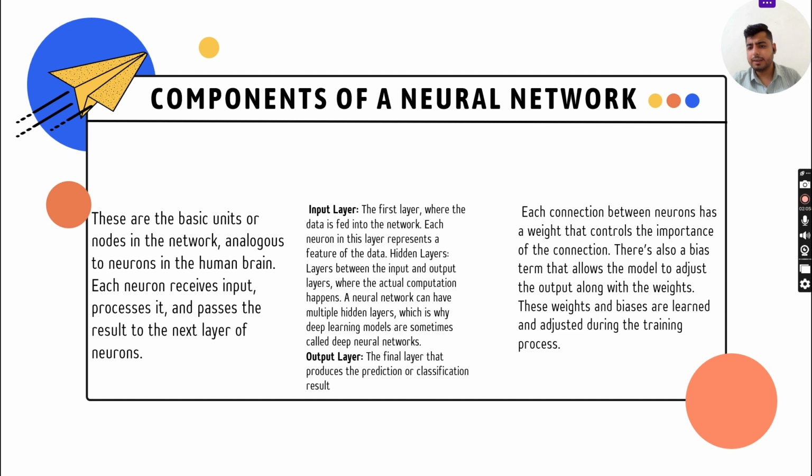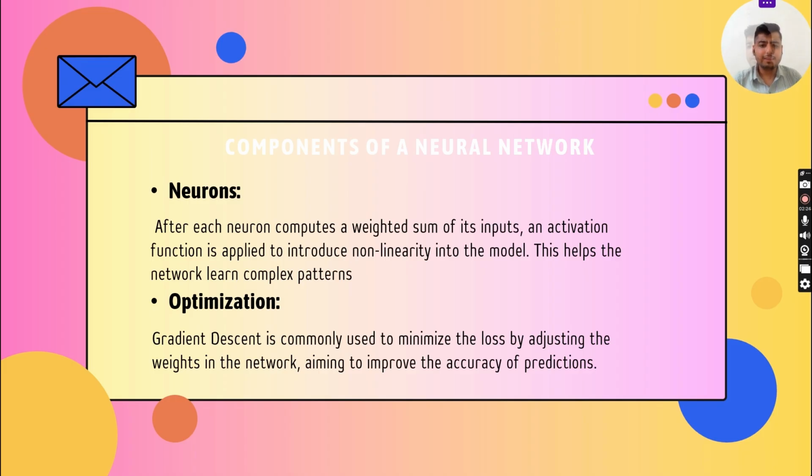And each connection between neurons has a weight that controls the importance of the connection. There's also a bias term that allows the model to adjust the output along with the weights. These weights and biases are learned and adjusted during the training process. After each neuron computes a weighted sum of its inputs, an activation function is applied to introduce non-linearity into the model. This helps the network learn complex patterns. Optimization: gradient descent is commonly used to minimize the loss by adjusting the weights in the network, aiming to improve the accuracy of predictions.